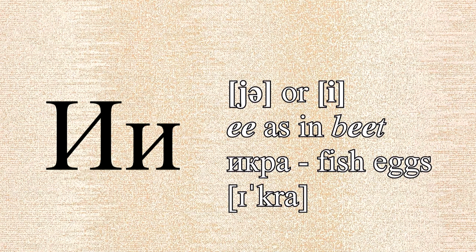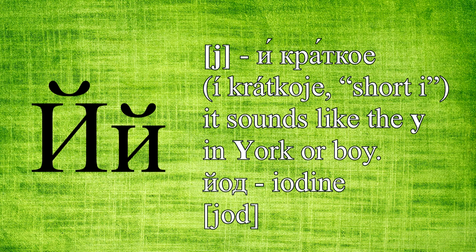Letter И. Буква И. Like E in beat. For example, икра, fish eggs. Letter Й, И краткое. Буква Й. Like in York.